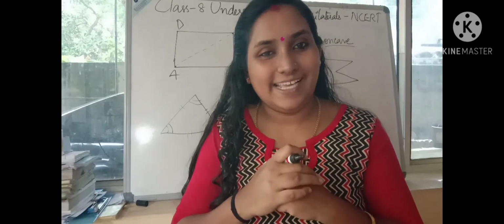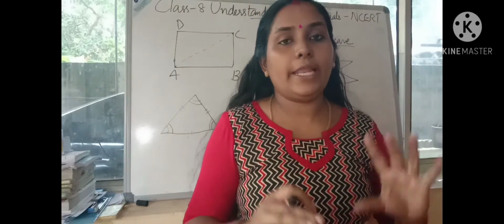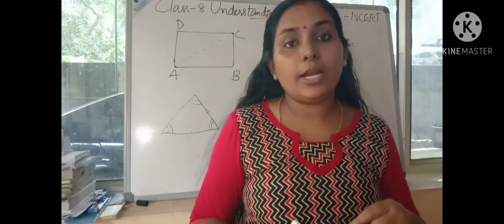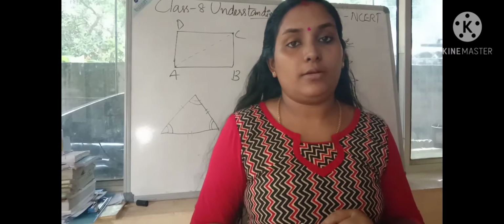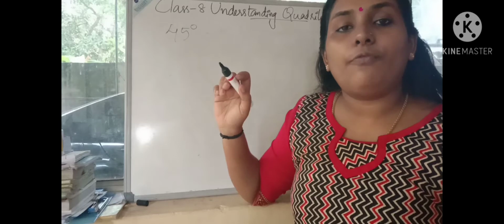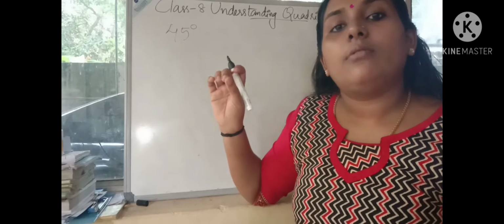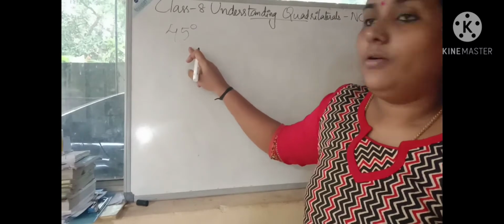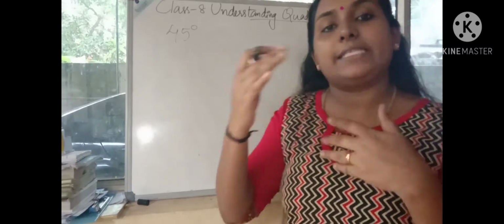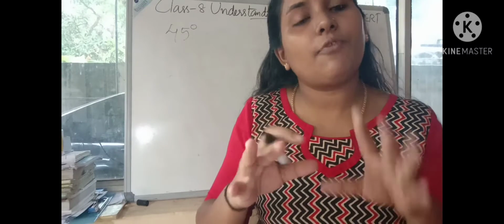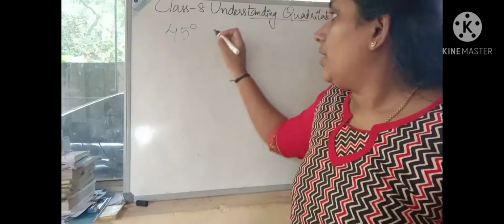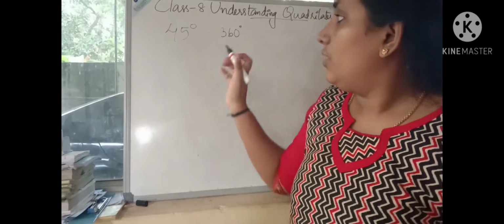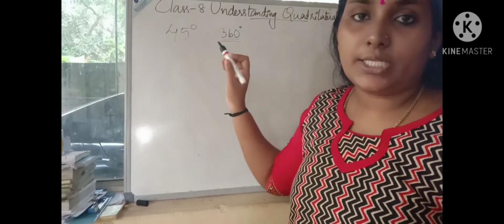Okay, all clear? How will we find the number of sides of a polygon if the exterior angle is given? Okay, for example, to find the number of sides of a polygon, we know that the sum of the exterior angles will be 360 for all polygons. Okay, sum of the exterior angles will be 360. So total will be 360 degrees.